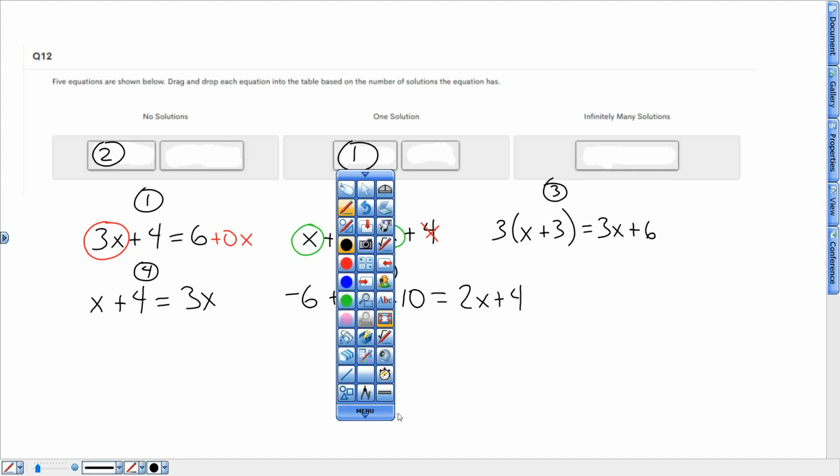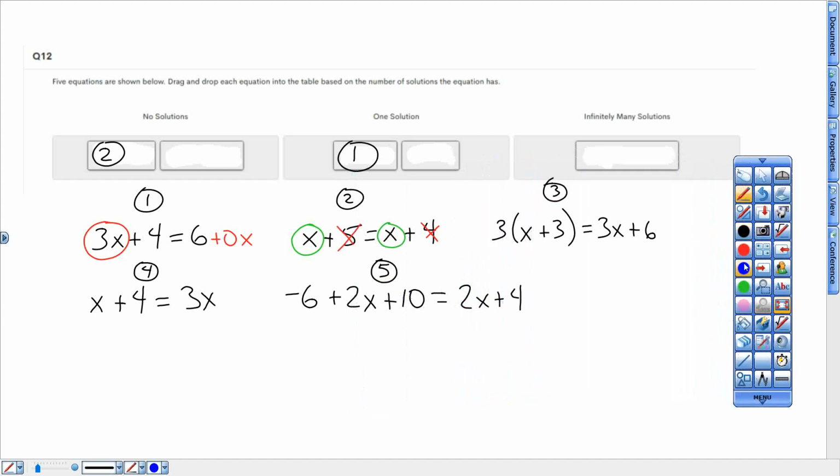Sometimes you have to distribute. Like this one, I have to distribute first to see what I get. But when I do distribute, I see same x's but different numbers. That is a no solution. If I look down here at number 4, different numbers of x's, that is a one solution.